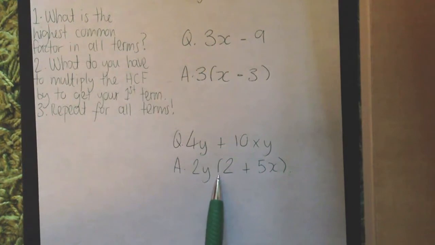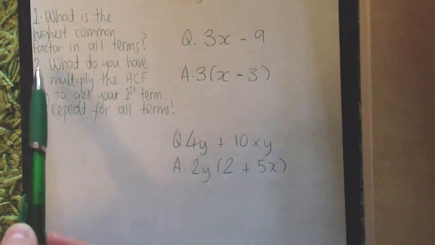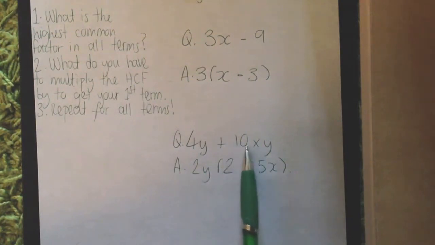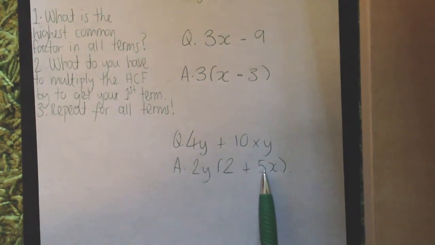We then, as before, open up the brackets here and ask ourselves, step 2, what do you have to multiply 2y by to get 4y? Well, we have to double it, or times it by 2. So we put 2 here, and then again, what do you have to multiply 2y by to get positive 10xy? Well, let's start with the numbers. To get from 2 to 10 it has to be a 5, and to make sure we get an x in there, we have to multiply this 2y by an x. So your answer will be 2y bracket 2 plus 5x.